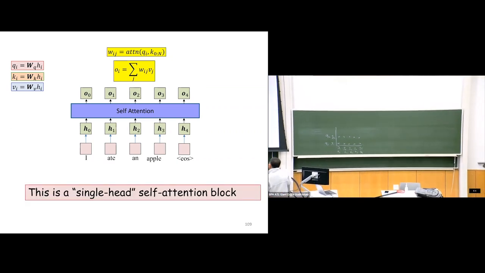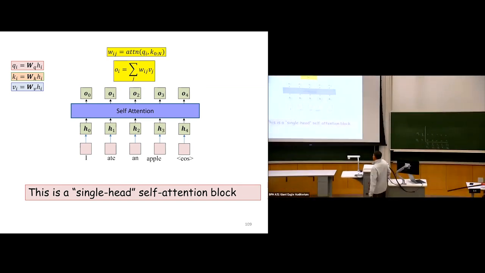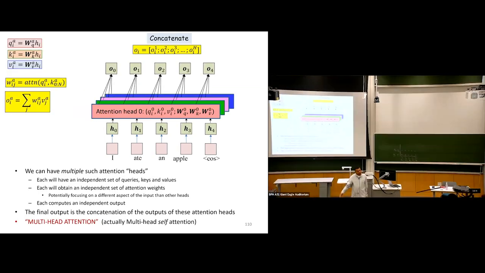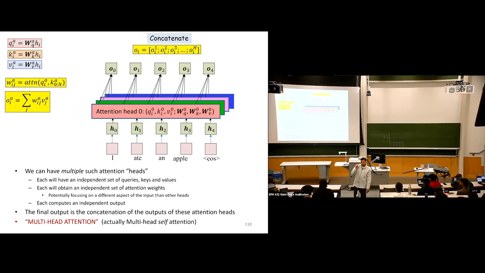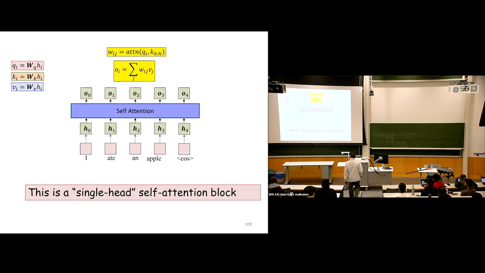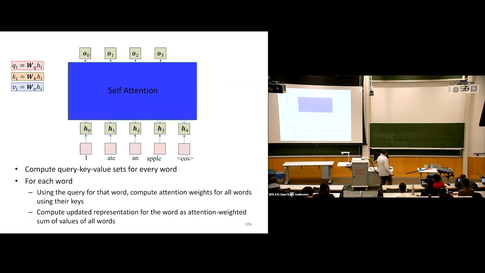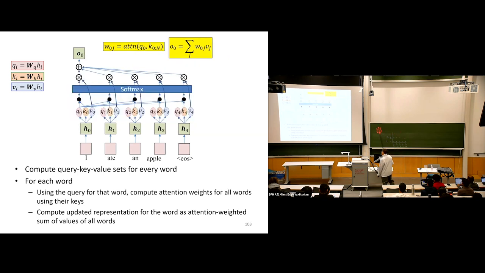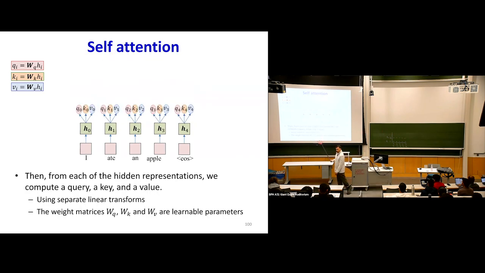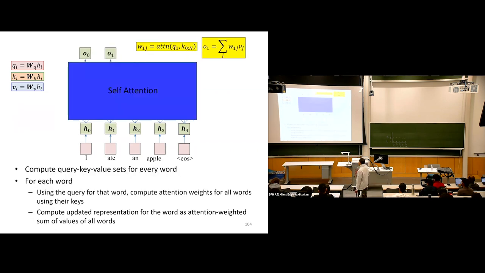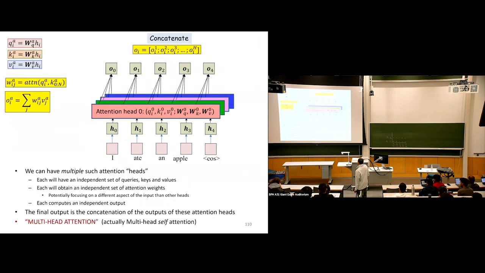So this is what we call a single head self-attention block, but then I can have many copies of these, and so I'm going to have a multi-head self-attention, each of which is a different head, each of which is going to have its own set of weights, matrices, linear transforms to compute keys, queries, and values. And so each of them is going to generate one updated representation for the word. You concatenate all of them to compute the extended representation, okay? So this is what we call multi-head self-attention.